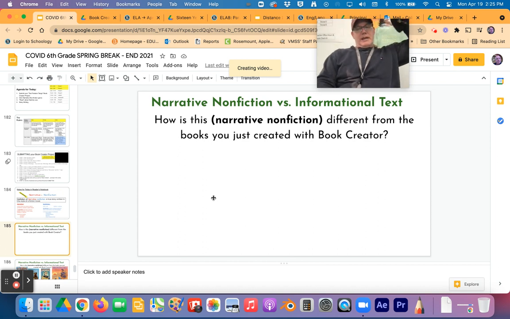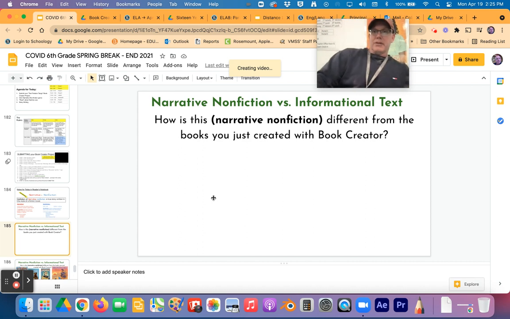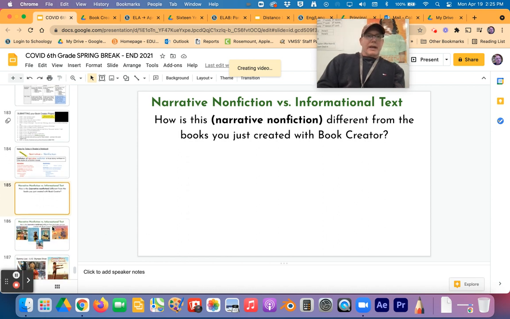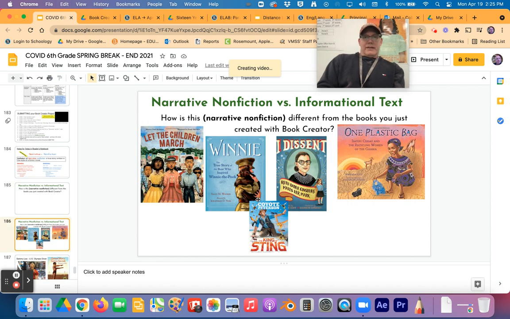Now, here's the deal: this is not like that. This is supposed to tell you a story. Now, there might be images, and there are for today, but the bottom line is this is about entertainment. That's informing you of something that's true. And there's a bunch of ways to look at this. There's a billion books that do this, but there are a range of topics, right? So we've got Let the Children March. This is based on the March on Washington, which was during the Civil Rights Movement. We've got Winnie, the true story of a bear who inspired Winnie the Pooh.